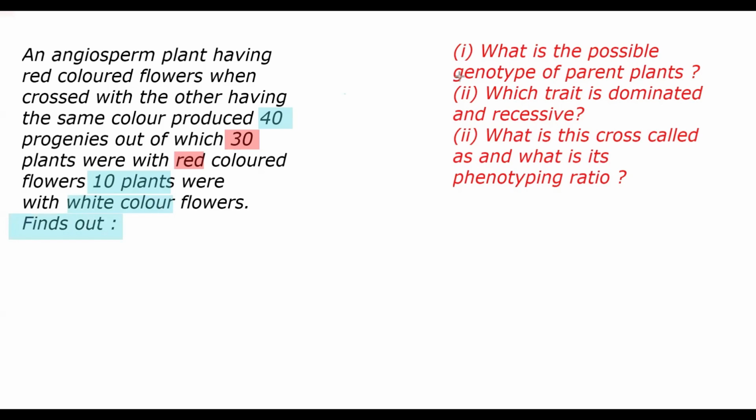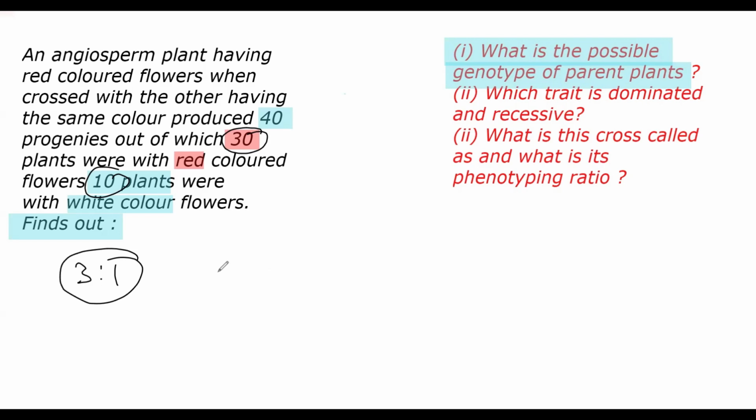Now, what we have to find out is this. The first one is, what is the possible genotype of the parent plants? So what we can see from here is that the resulting progenies have a ratio of what? 30 over 10. If you divide, what are you getting? 3 is to 1, right? Let me write it down. We have this ratio as 3 is to 1.